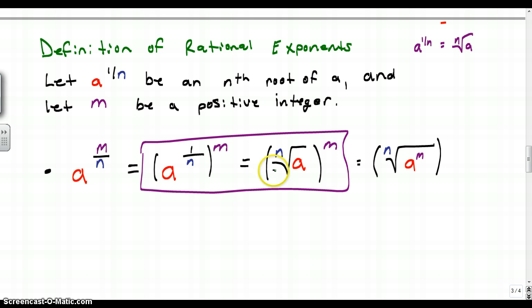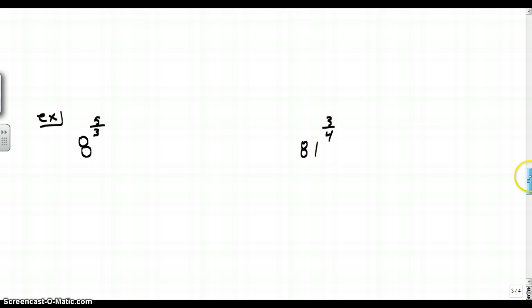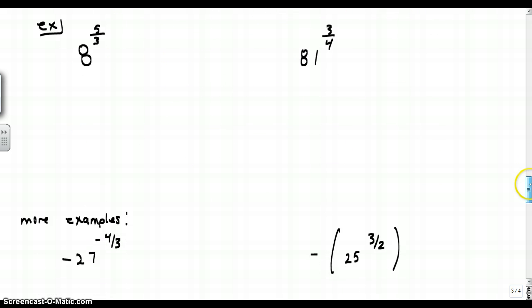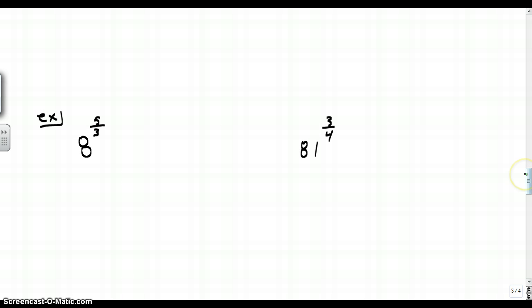You can also rewrite the nth root of a raised to the m power as the nth root of a to the m. Those are equivalent, and sometimes it is more advantageous to use this form as opposed to the other form. Sometimes it's easier, sometimes it's not. It just depends on which way you want to go. So let's look at a couple examples. Again, we're moving fast, so if you feel like you need more help or more practice, just stop and do a couple problems.